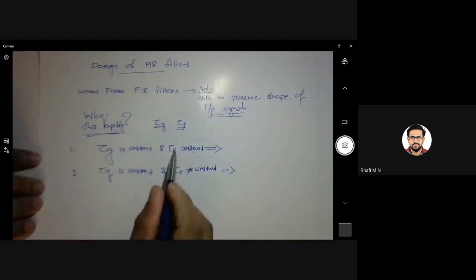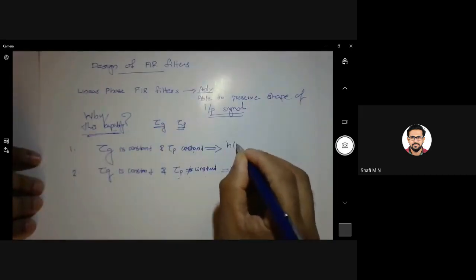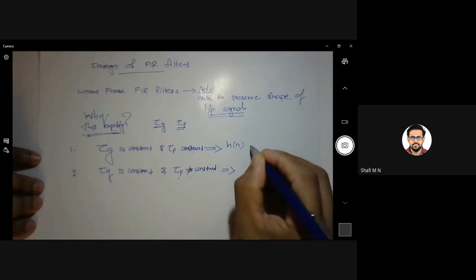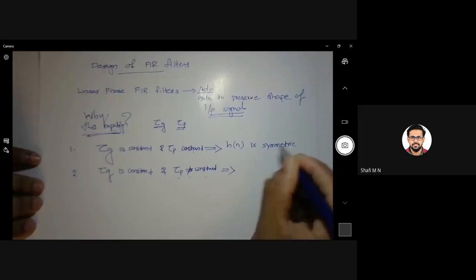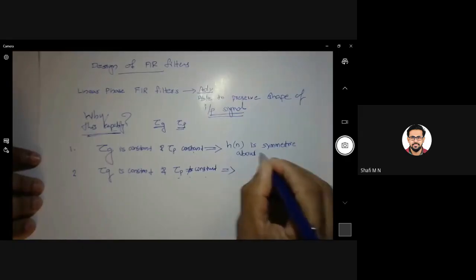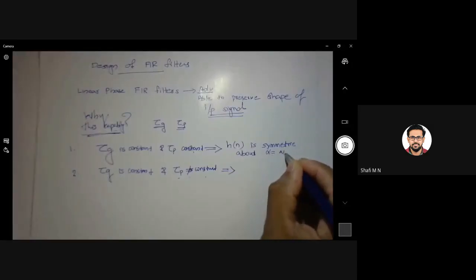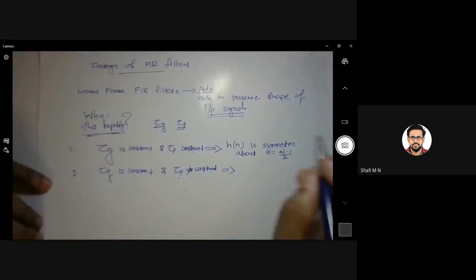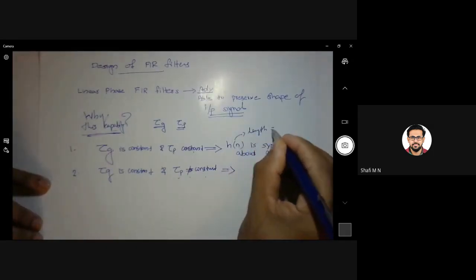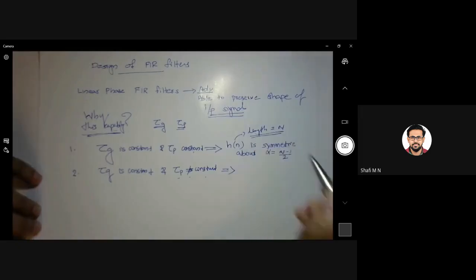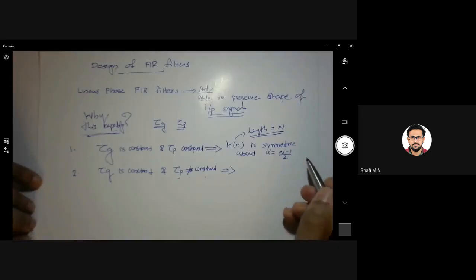When group delay and phase delay are both constant, there is an important observation: your impulse response h(n) is symmetric. The point of symmetry is referred to as alpha, which is equal to (N minus 1) by 2. That means if h(n) has length N, at (N minus 1) by 2 it will be symmetrical. I will show you an example.